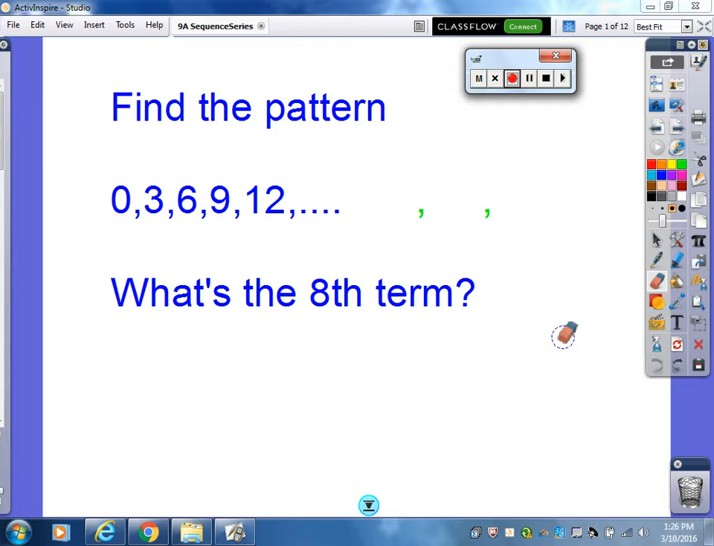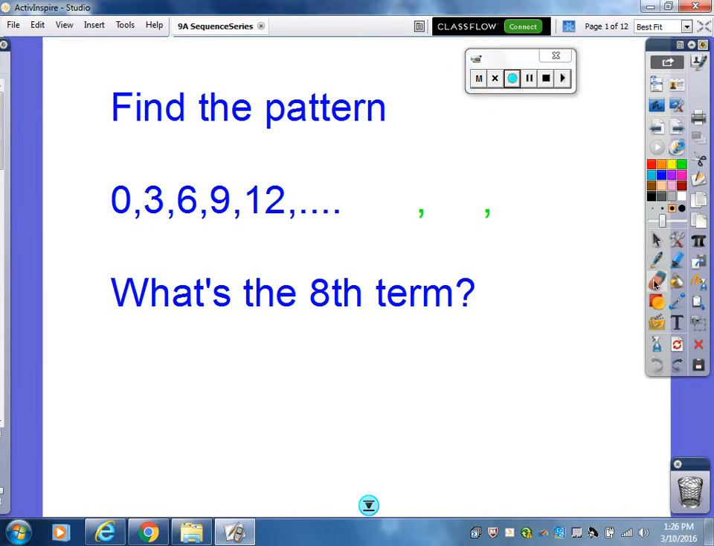What do you do to 0 to get 3? What do you do to 3 to get 6? 6 to get 9? And 9 to get 12? Well, hopefully you notice that you're going to add 3 each time. So what would our next term be if we continue on with this process?